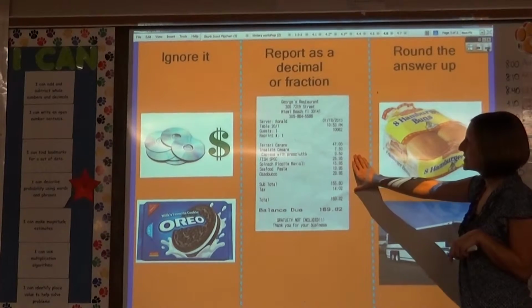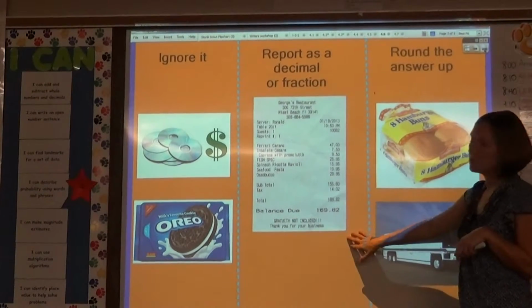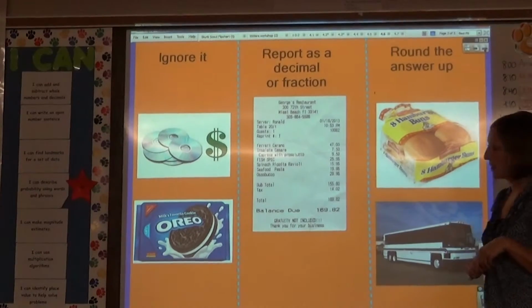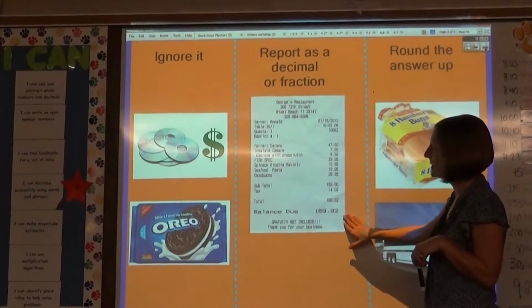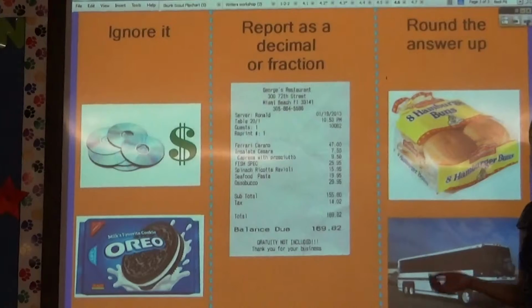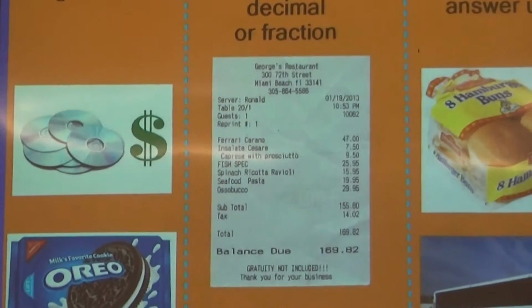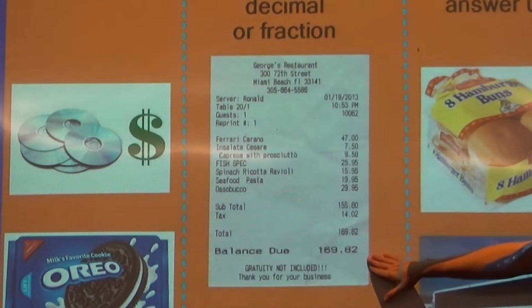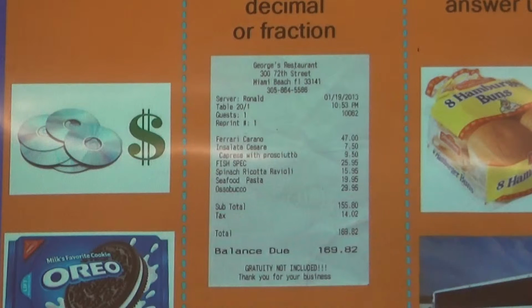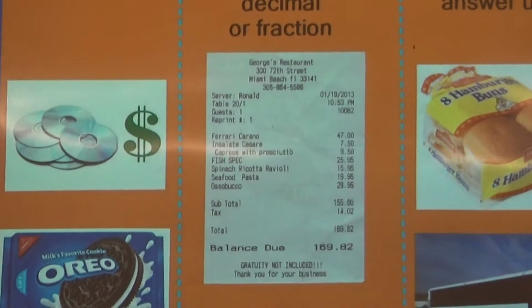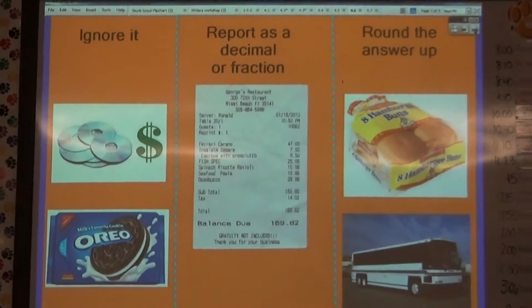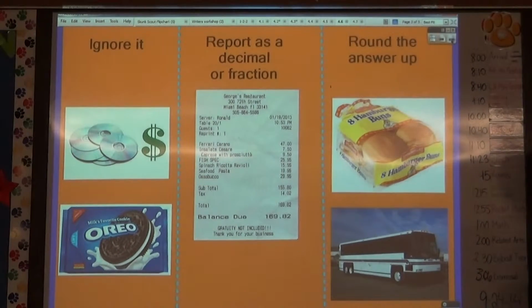When you report something as a decimal, you might think about taking a group of friends out to supper. If you have a receipt at the end of the night, you want to divide up the receipt equally. When you do that, you'll end up with dollars and usually some cents, and that would be your decimal.